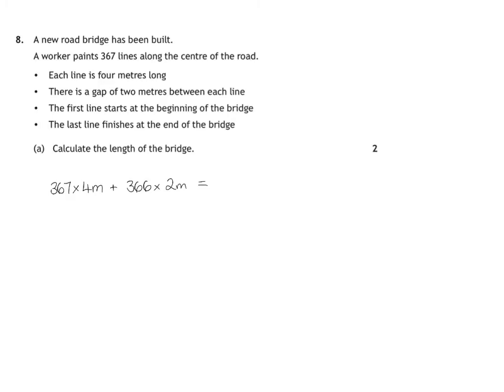So we get a total there of 2,200 meters. So here we have 2 marks for this question. Where the marks come from: we get 1 for knowing that there are 366 gaps, not 367, and then our final answer of 2,200 gets us our second mark.